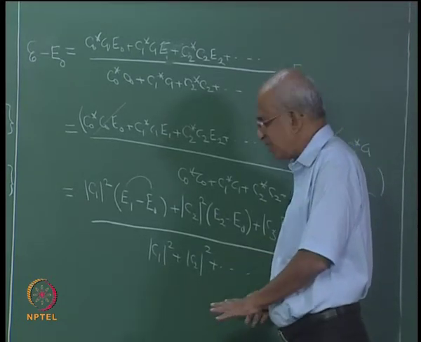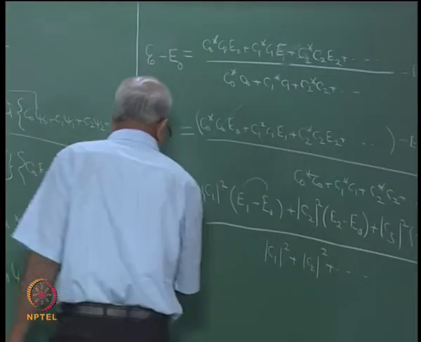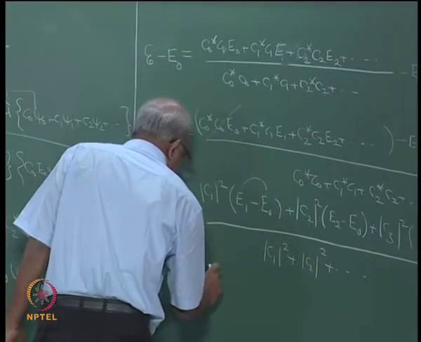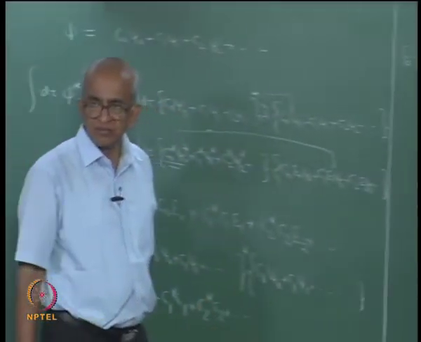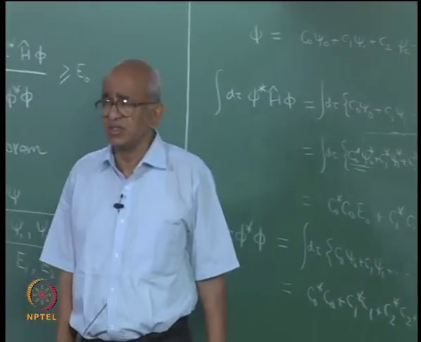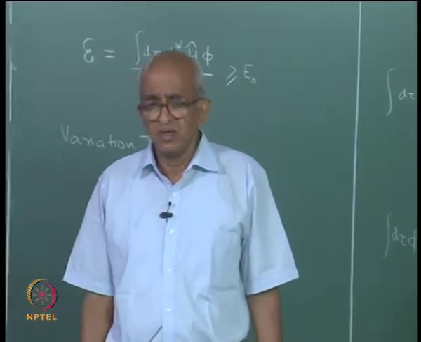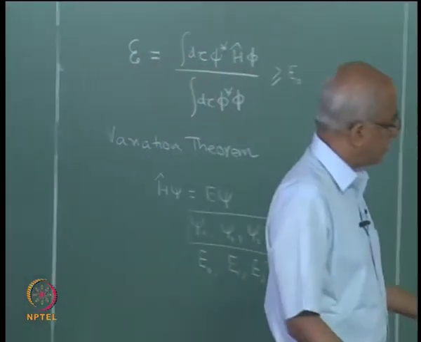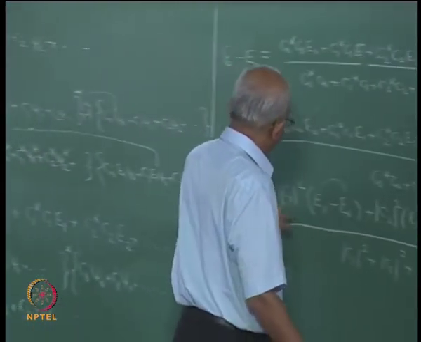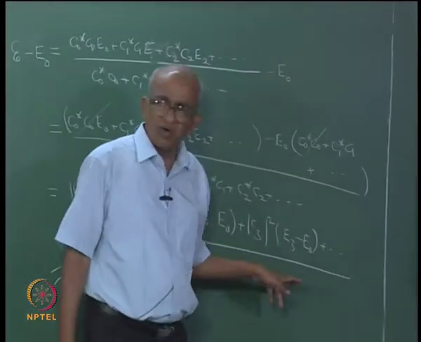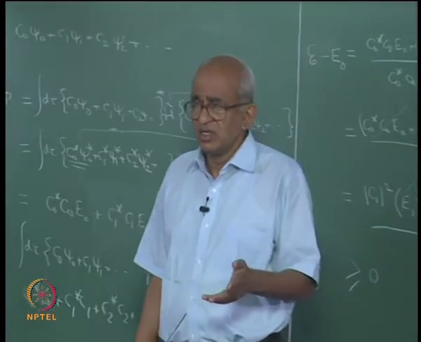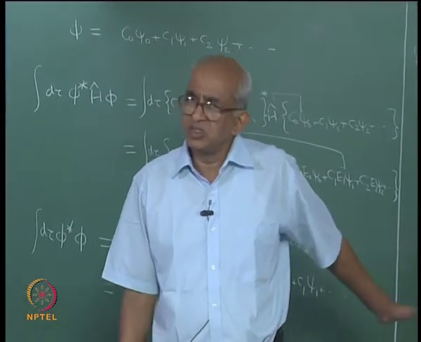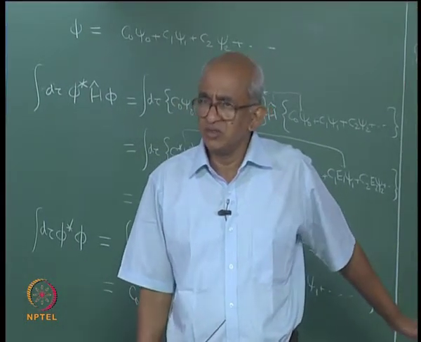That is all that I need, and therefore, I can say that this has to be greater than or equal to 0, because everything on the right hand side is positive. Suppose it so happened that C1, C2, C3 etc. are all 0, then it is theoretically possible that it may be equal to 0.